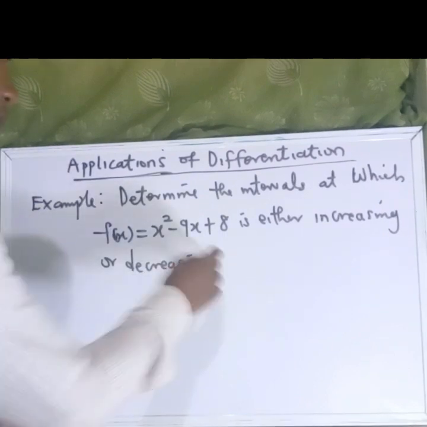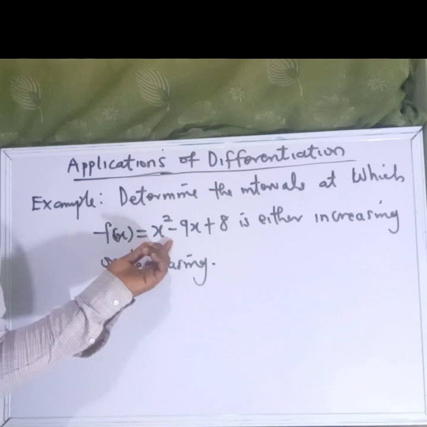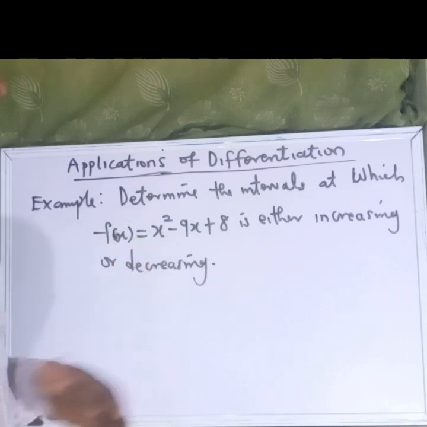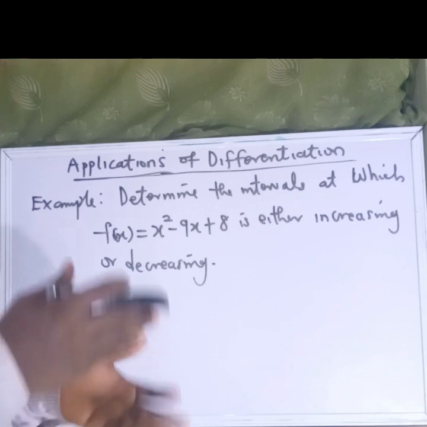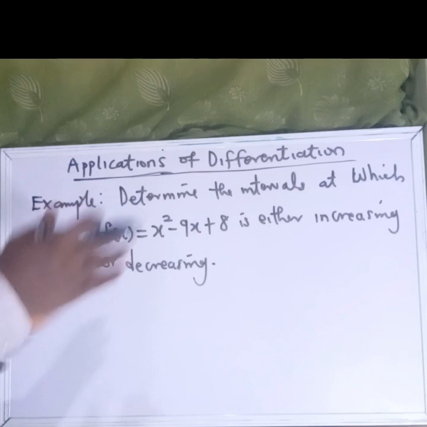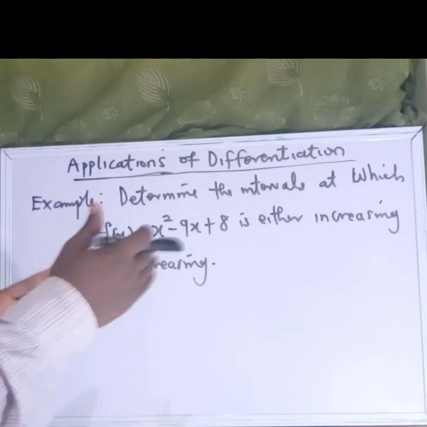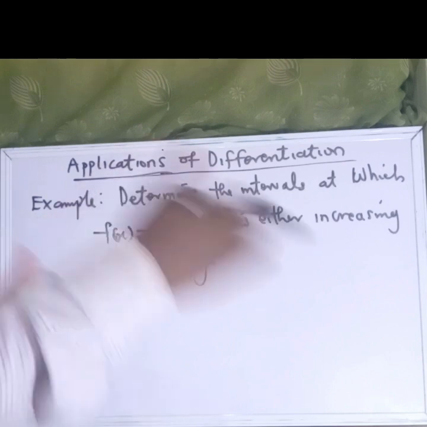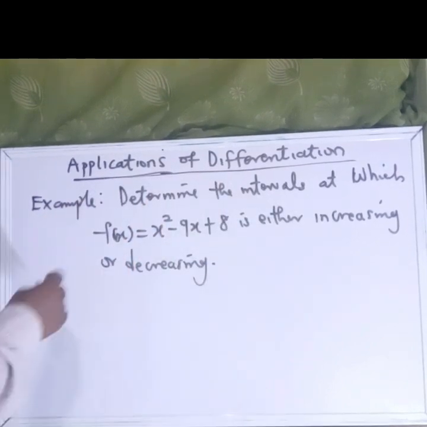In order to do this, the first thing is to get the critical point of this function. The critical points will tell us the boundary of the turning point of the curve here. With that, we'll check each interval to see where it is either increasing or decreasing. So that's the solution.